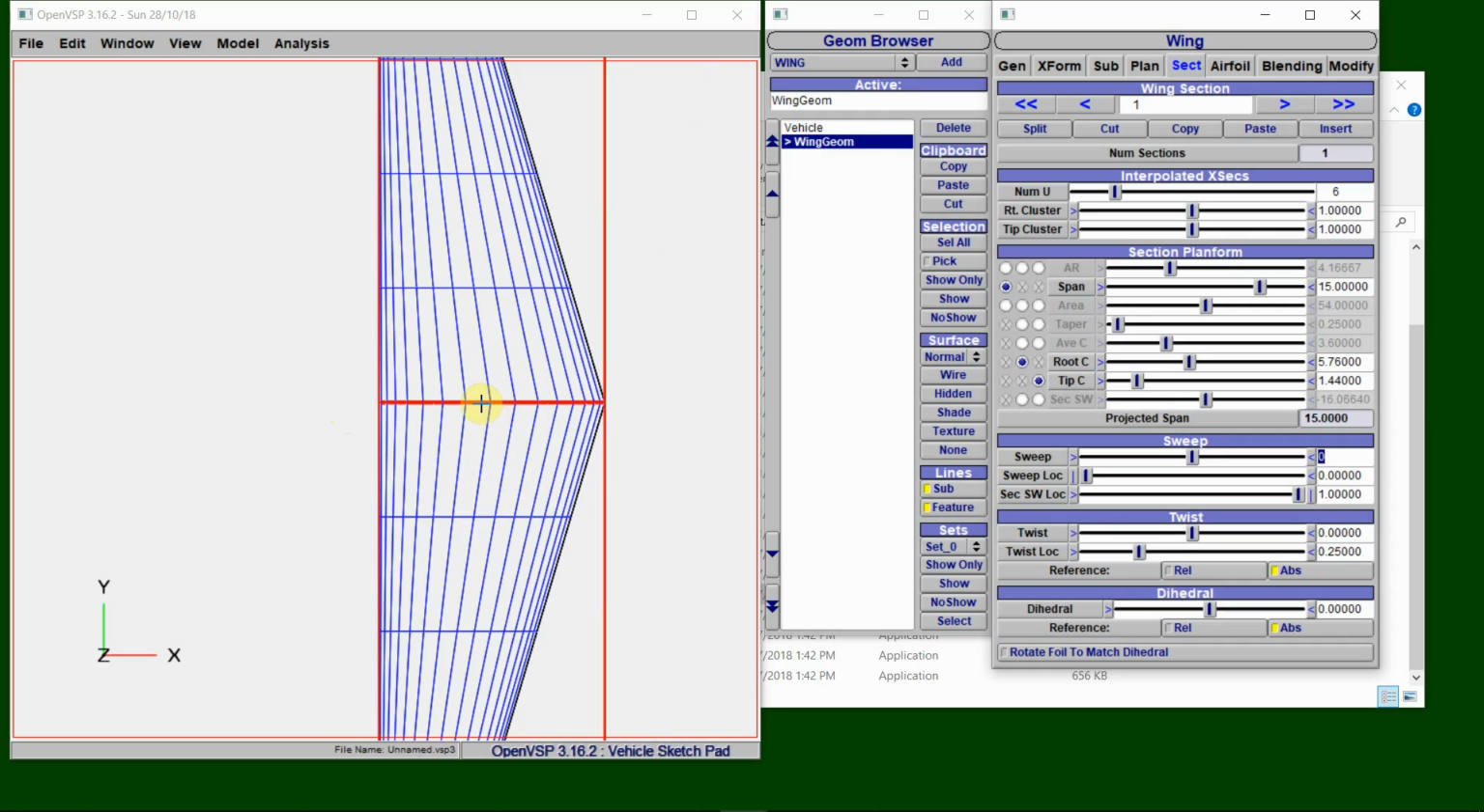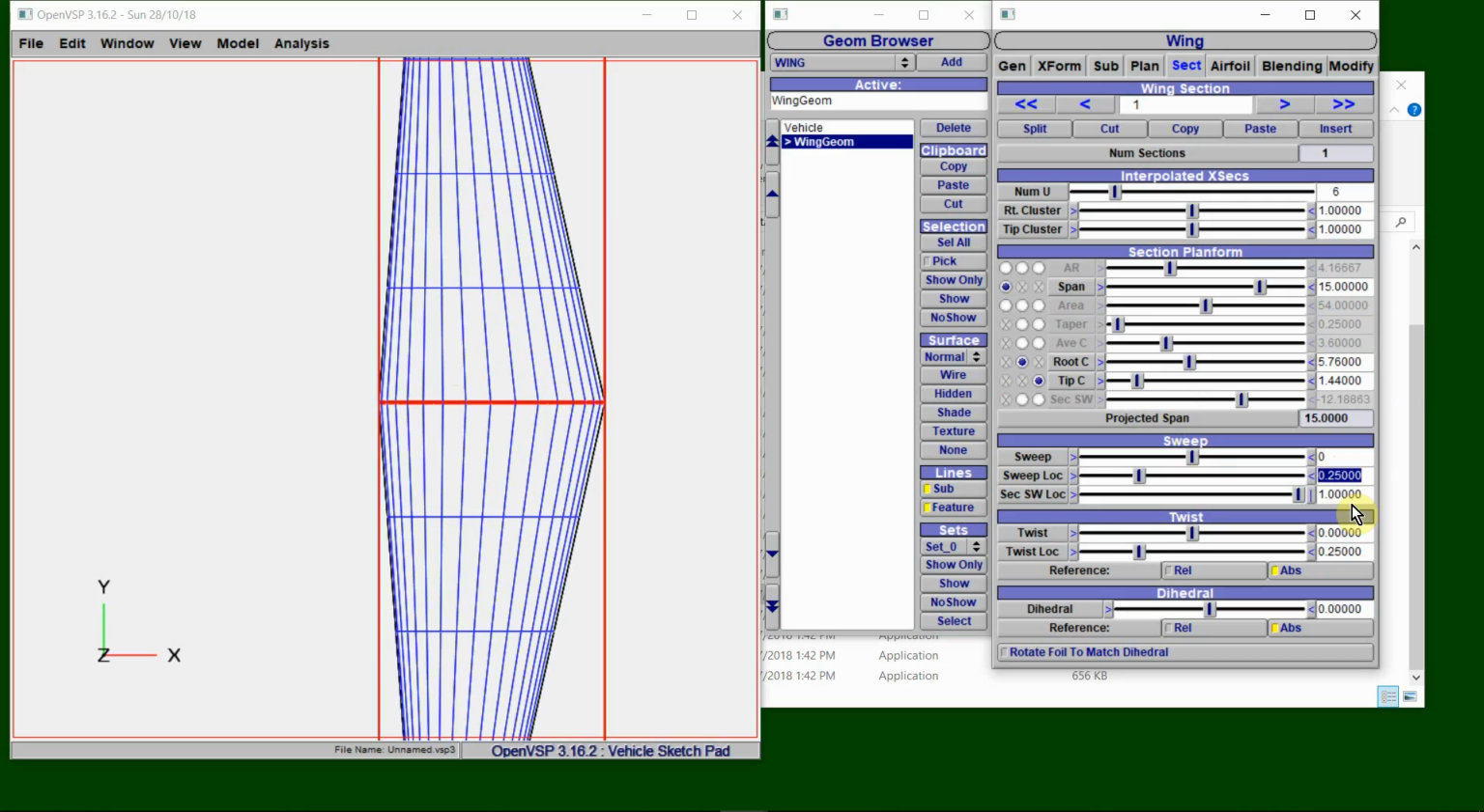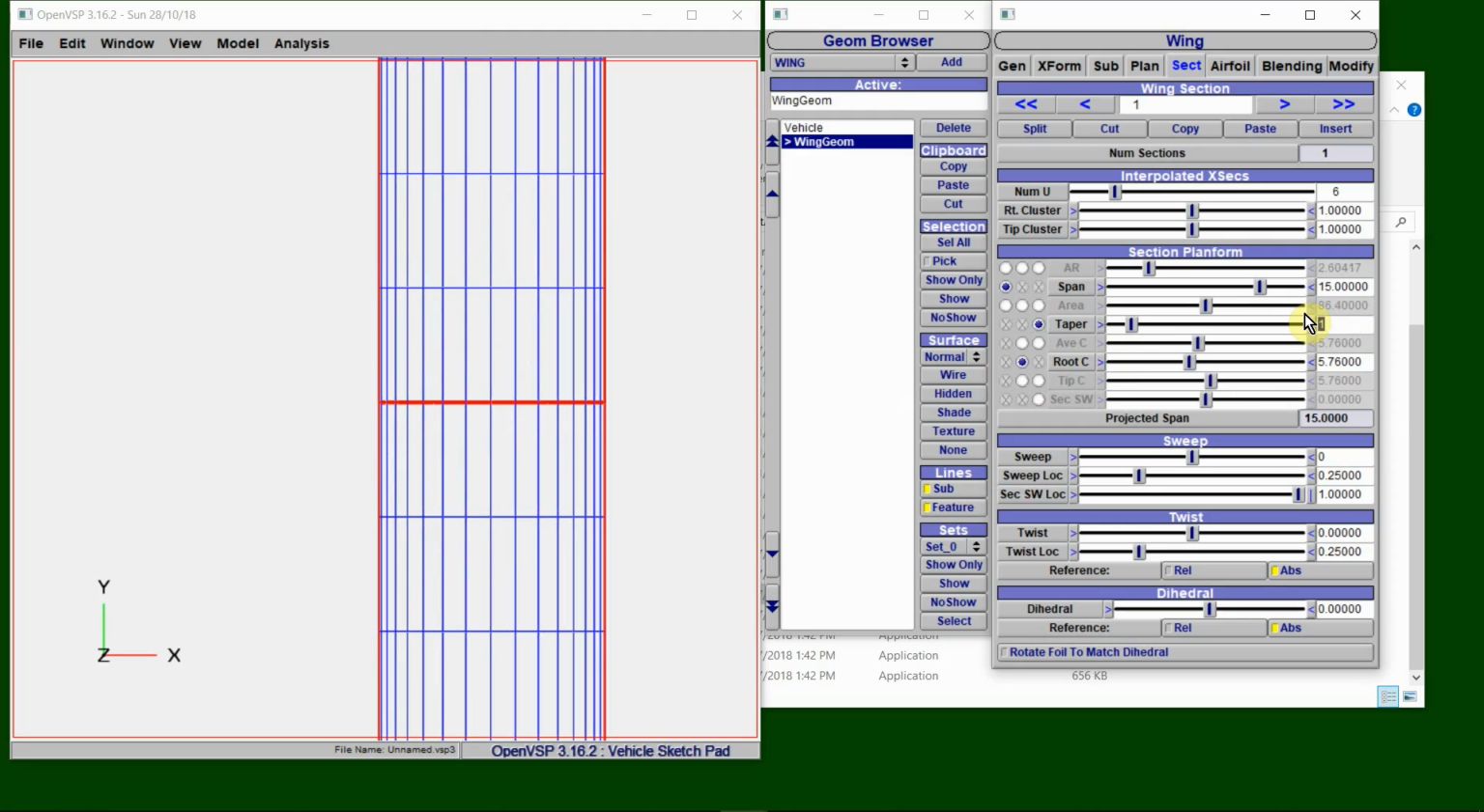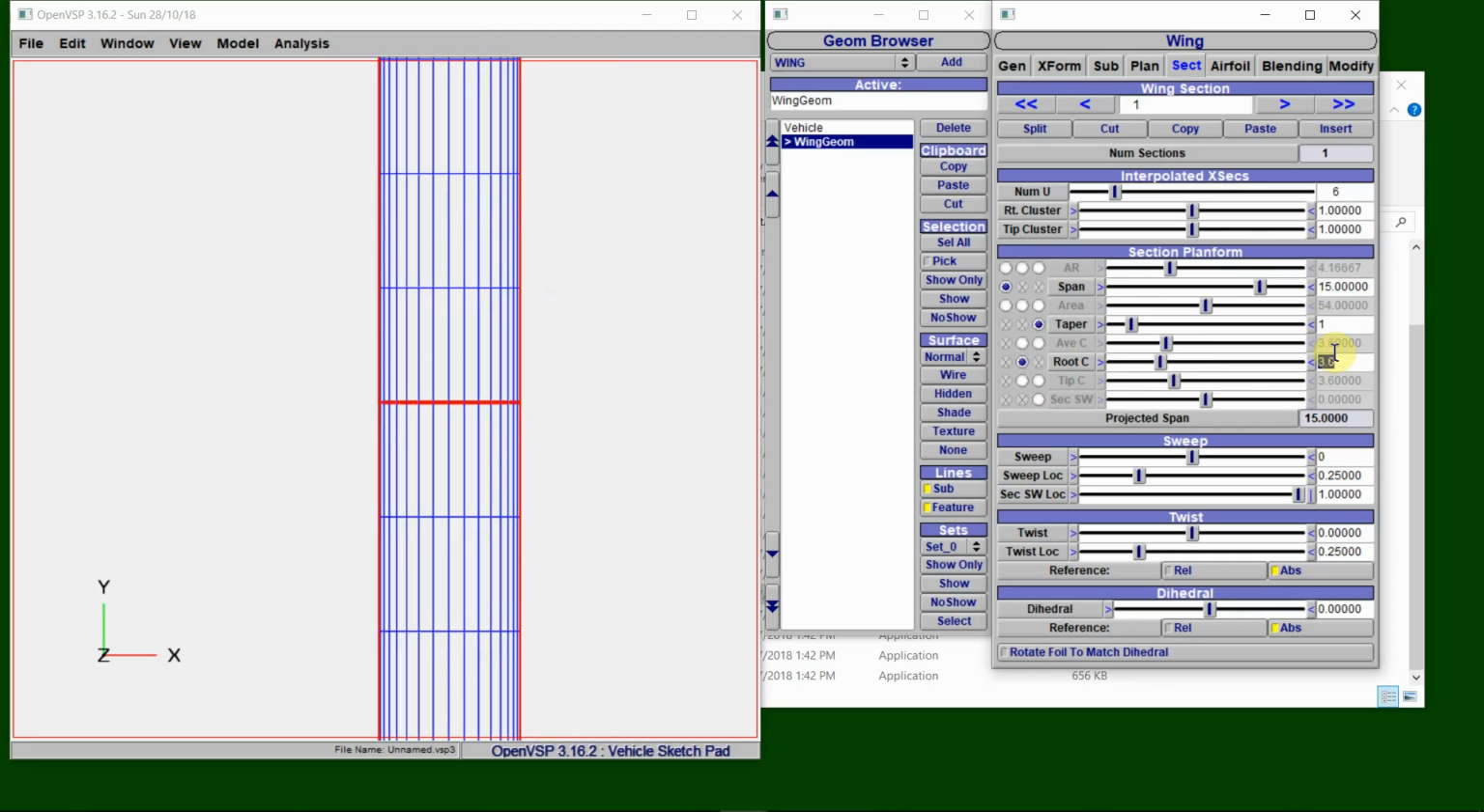If we were doing a tapered wing, we would set the location for where we are determining the sweep to be the 25% chord. So we would set this to 0.25. And now you can see it's 25% chord that has 0 sweep. Let's set our tip and our root to the same size. We'll do that by setting our taper to 1, which means both the root and the tip have the same size. Now it changed this root chord, so let's go set it back to 3.6.